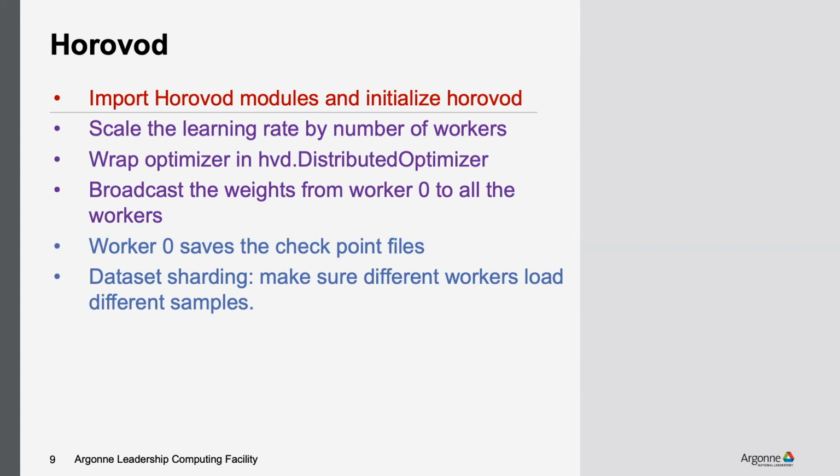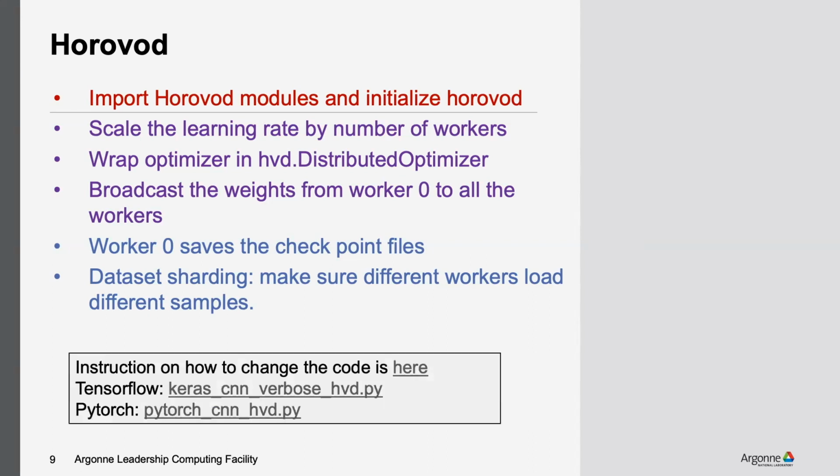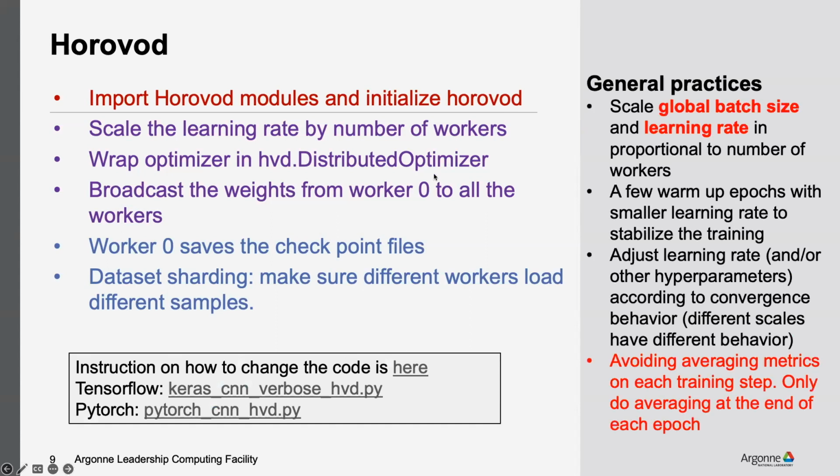Then also for the data set, make sure to divide the data set into different subsets. The examples are provided here, with detailed instructions on how to achieve all these points in TensorFlow and in PyTorch. And then I also provide code here. I also have examples on DDP and DeepSpeed. You can check the folder in the GitHub repo. This is just a few points I mentioned.